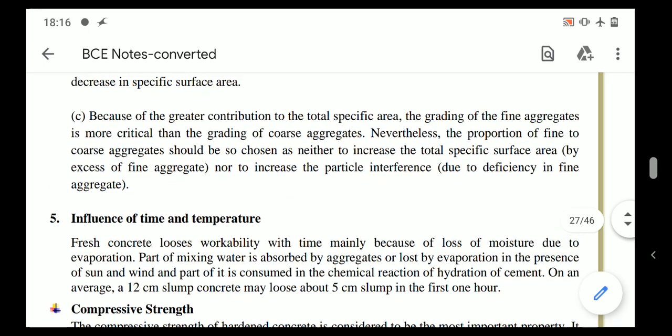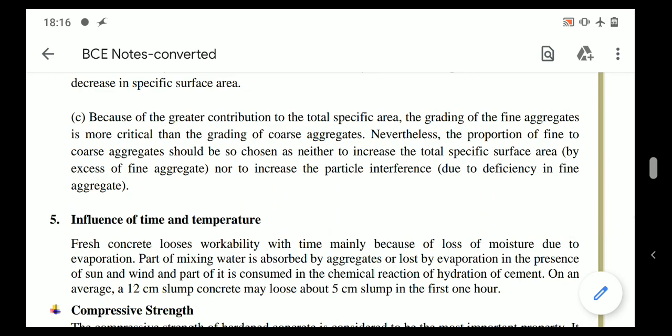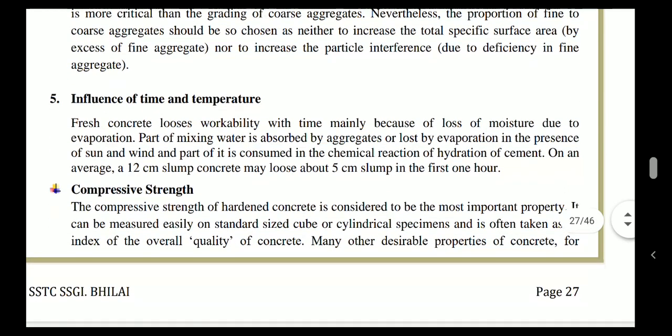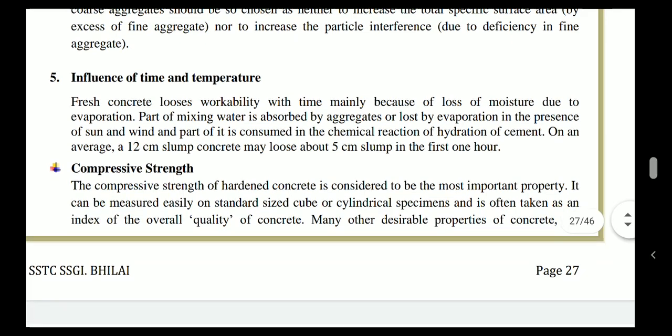Because of the greater contribution of the total specific surface area, the grading of the fine aggregate is more critical than grading of coarser aggregate. So the proportion of fine to coarse aggregate should be so chosen as neither to increase the total specific surface area nor to increase the particle interference in fine aggregate. Then next, influence of time and temperature. As we mix concrete, fresh concrete loses workability with time, mainly because of loss of moisture due to humidity and evaporation. Part of the mixing water is absorbed by the surface of aggregate, or it is lost by evaporation in the presence of sun and wind, and part of it is consumed in the chemical reaction of hydration of cement.